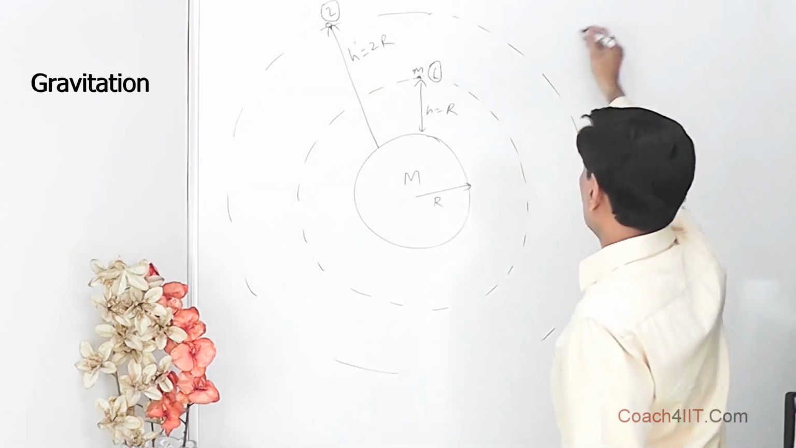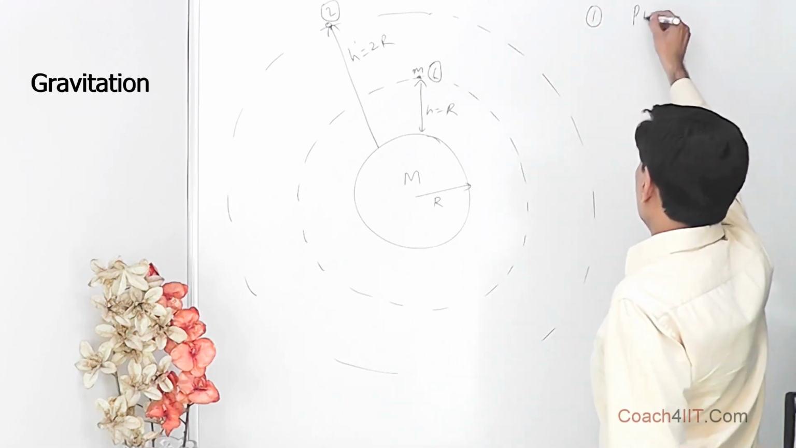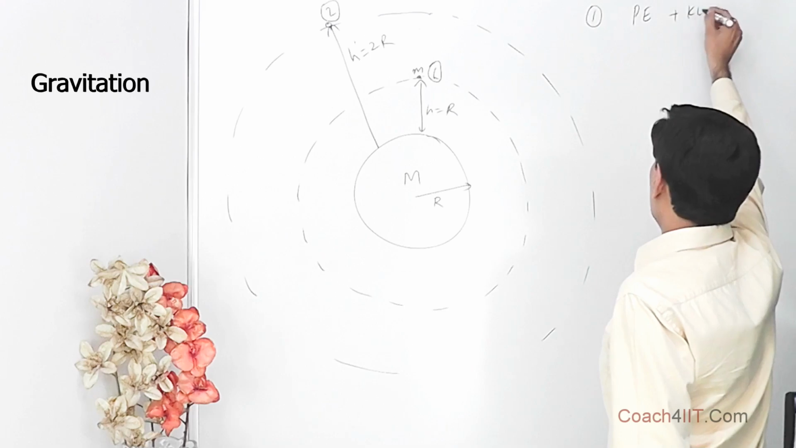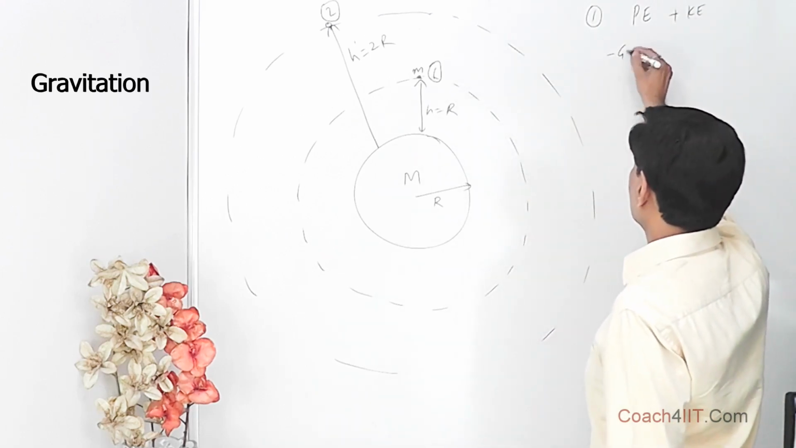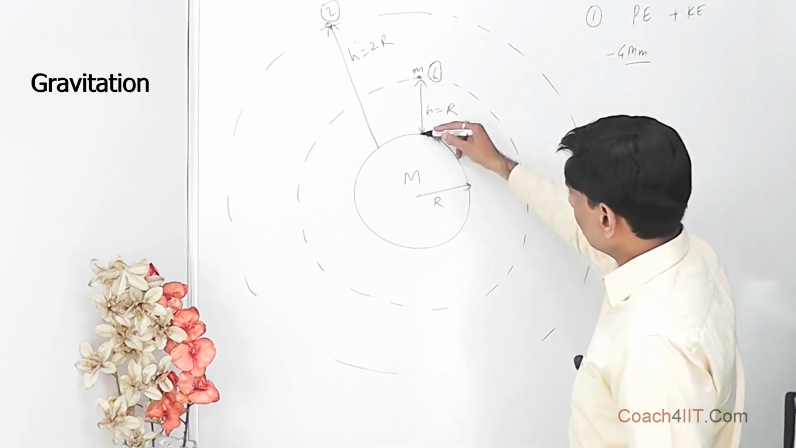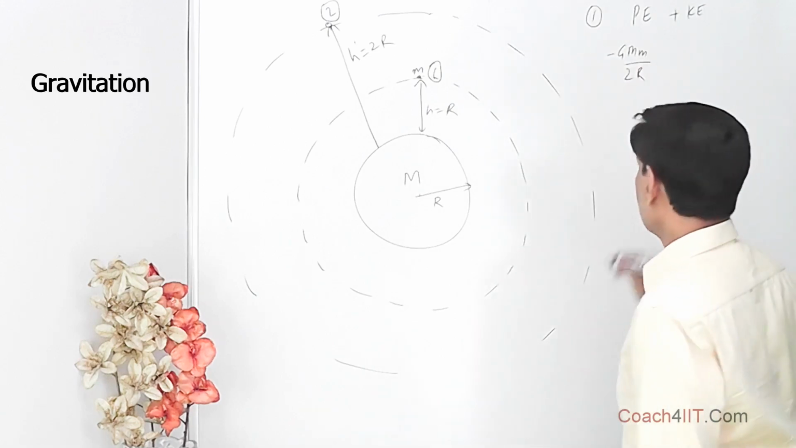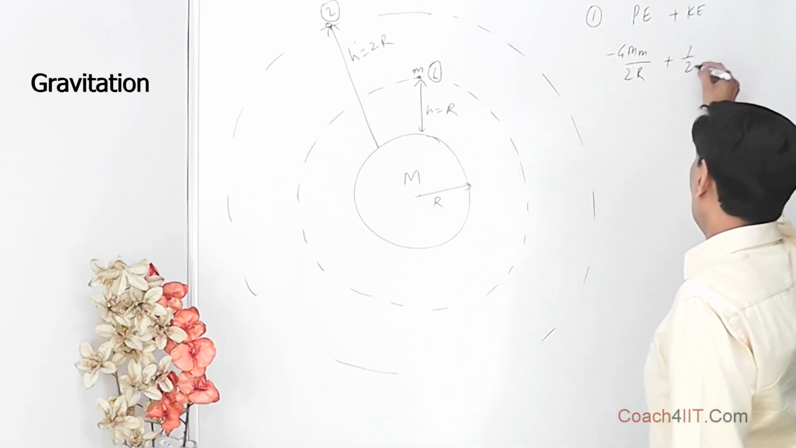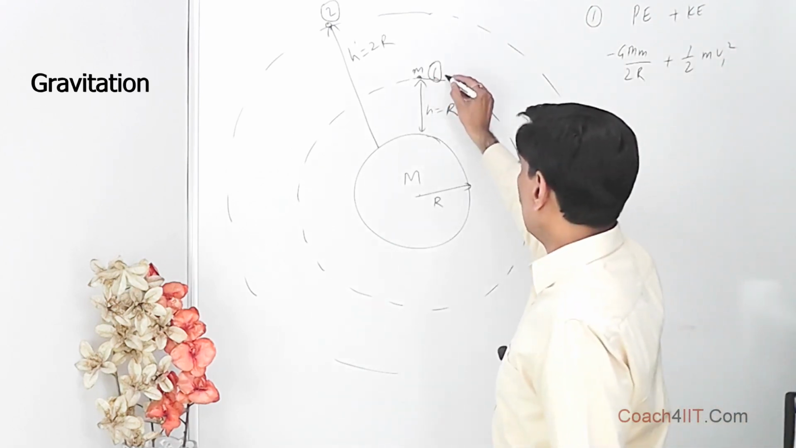So let's first talk about configuration 1. We shall be talking about two things: one is potential energy, the second is kinetic energy. Over here the potential energy is minus GMm upon r, where r is measured from the center, r plus R, that is 2R. Plus kinetic energy, which is half m v1 square, where v1 is the orbital velocity over here.